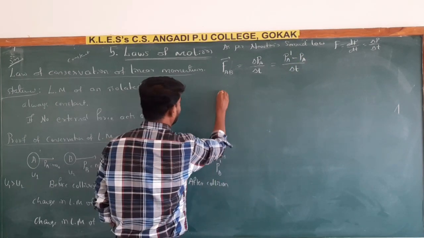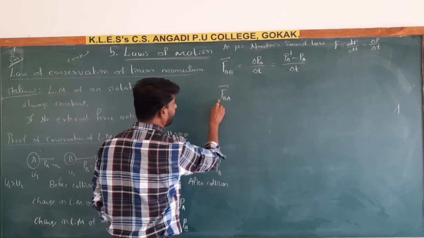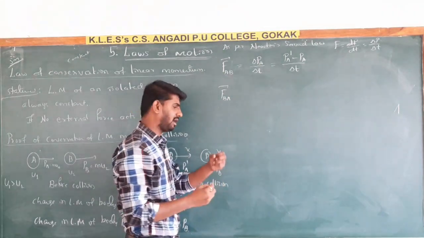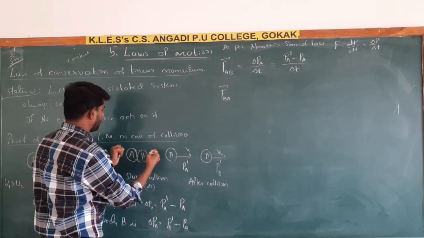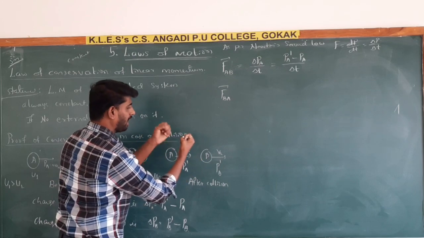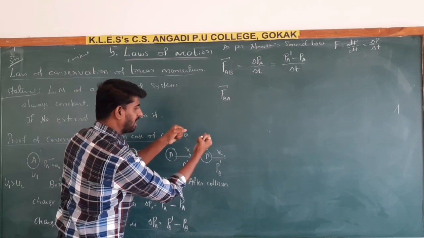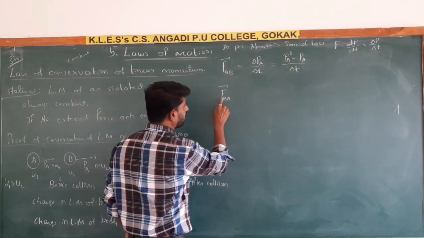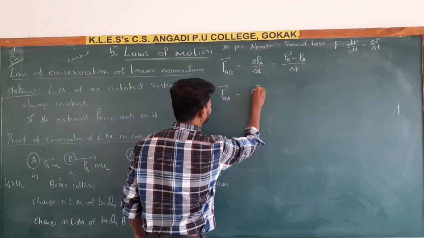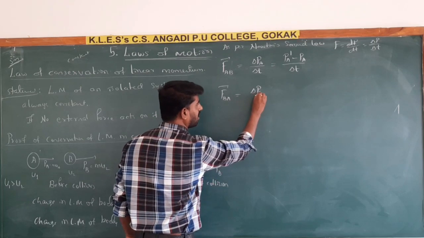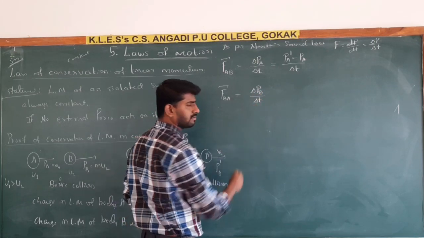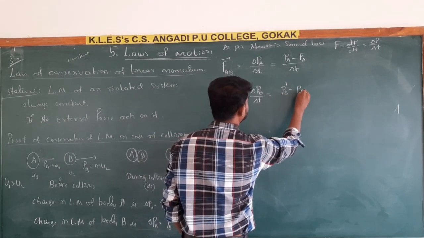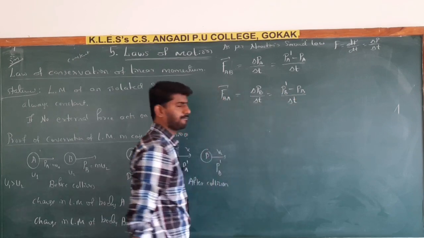In the same way I can write F of BA. So what is the F of BA? Here we have read it as force on A due to B. The two bodies are here, and this acts on A. So if A collides with B, if A is acting with a force on B, then B also acts with the same force on A, right? So F of BA, the force on B, is equal to the change in linear momentum of B divided by delta T, which is equal to PB dash minus PB divided by delta T.